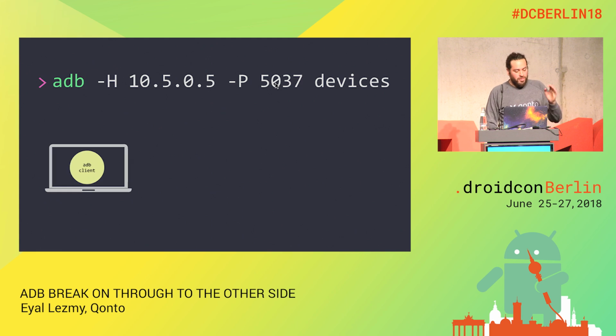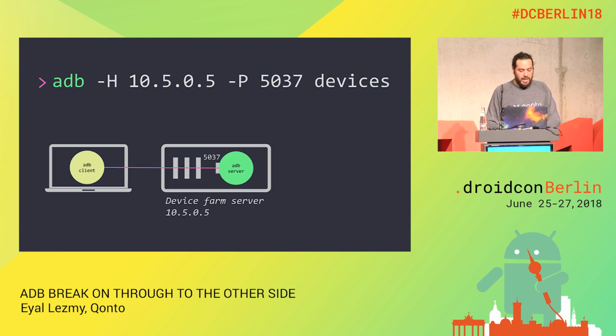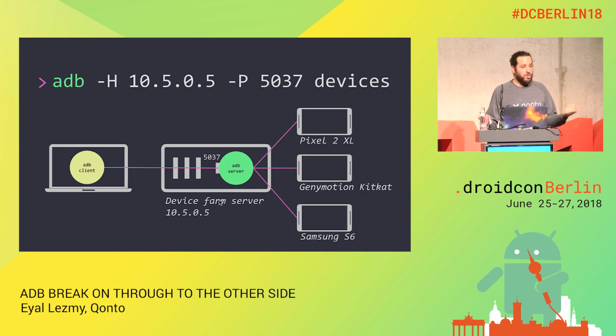So what's happening? You have your ADB client that will communicate with a remote ADB server, for example, running on a device farm server in your company. And this farm server is, of course, connected to several devices. And it makes this remote farm available to your local computer or to your CI or everything you want. You just need a static IP for that.